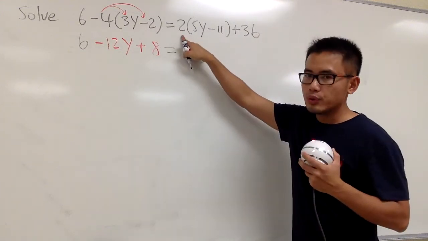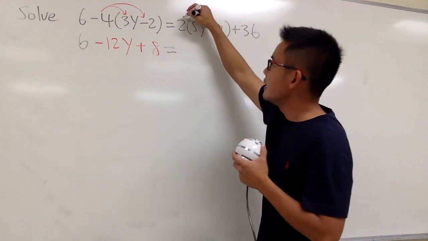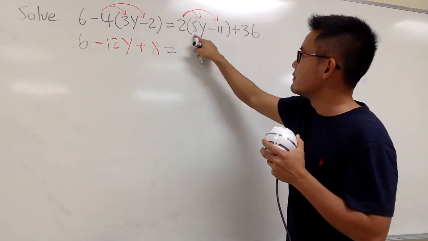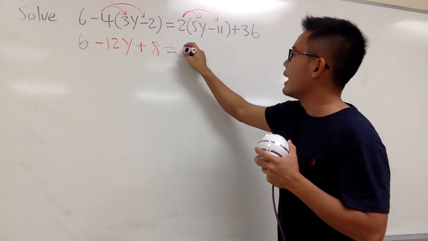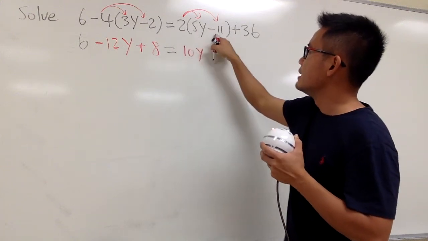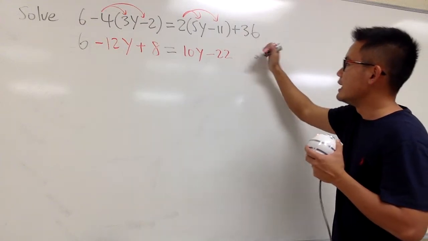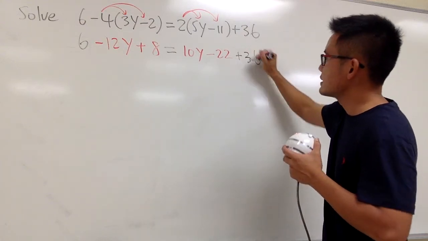And for this 2 in front of this parentheses, we do the same thing. Distribute. 2 times 5y is 10y. 2 times -11 is -22. And then at the end, we'll bring this down, plus 36.